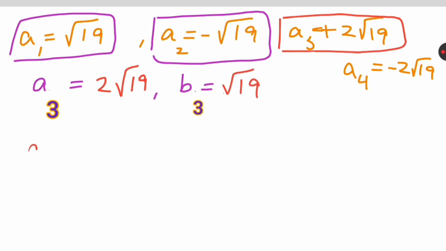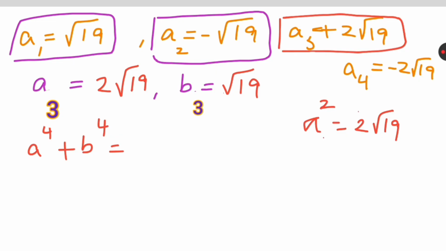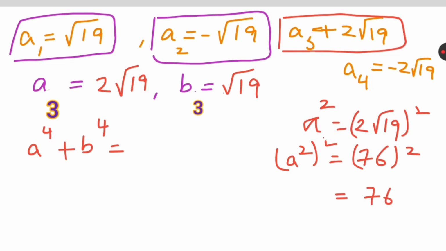So let's go and find out a raised to power of 4 plus b raised to power of 4 value. So for that, first you have to take a value, which is 2 root 19. If you do square on both sides, then we are going to get 4 times 19, which is 76. So a power 2, the value is 76. Now if you do again square on both sides, then we are going to get a power 4 value, which is 76 whole raised to power of 2. And this is a raised to power of 4 value.